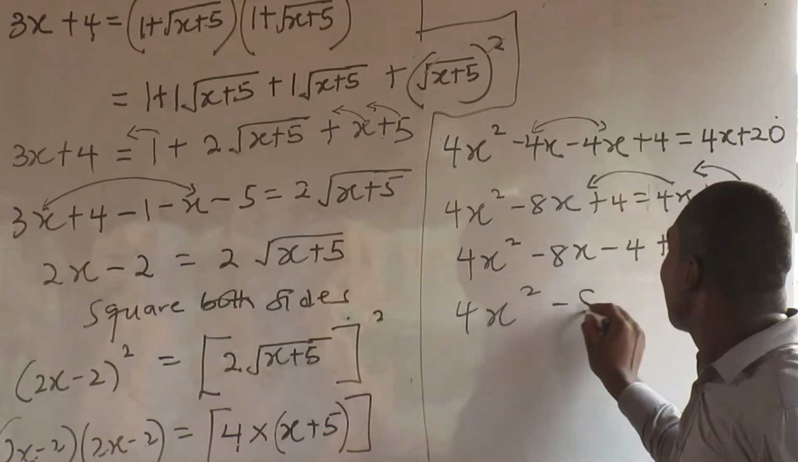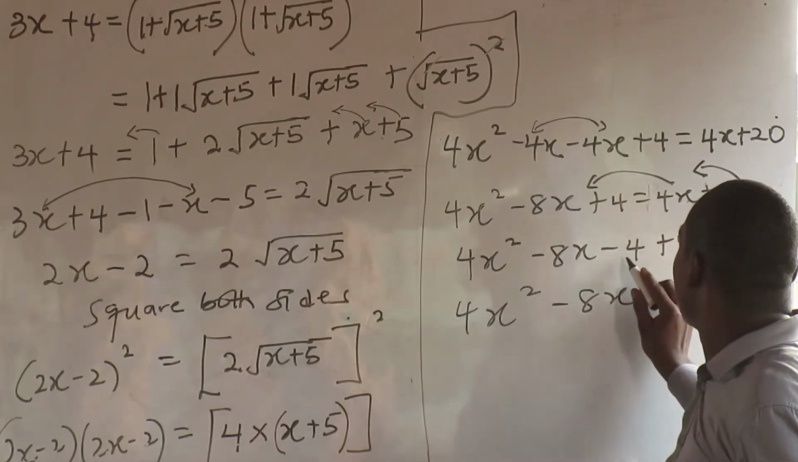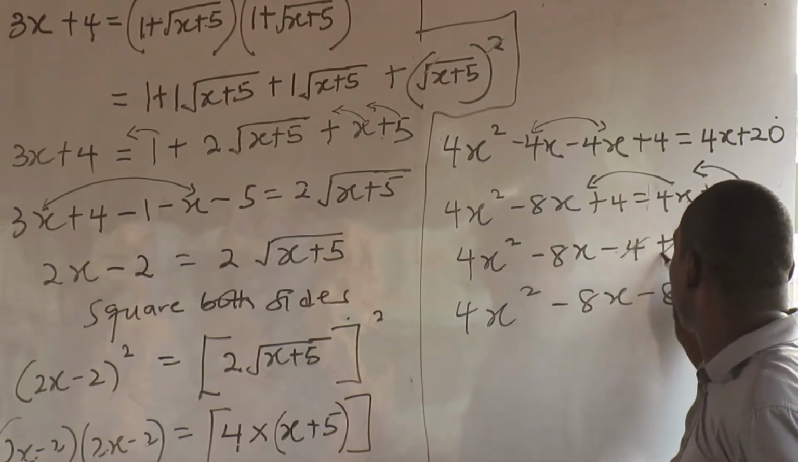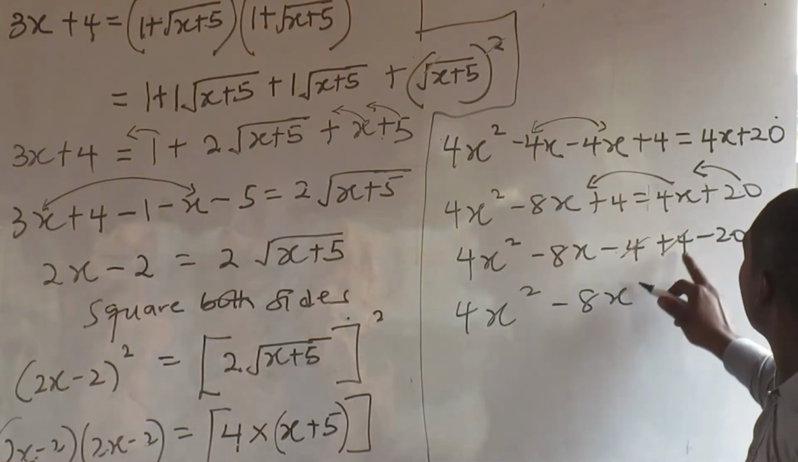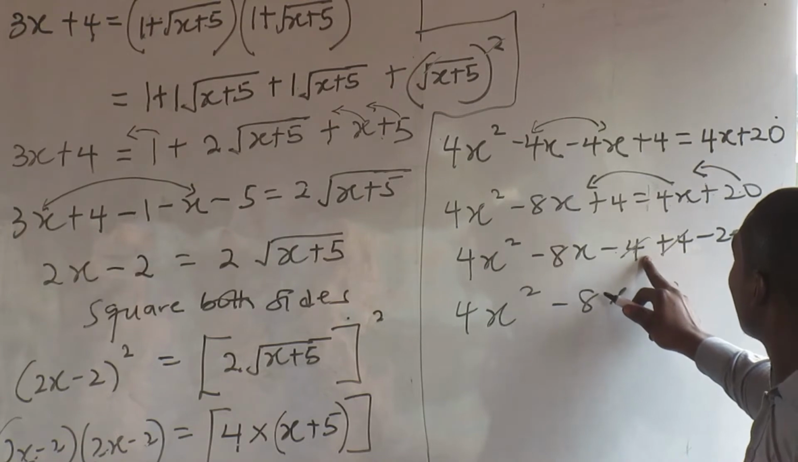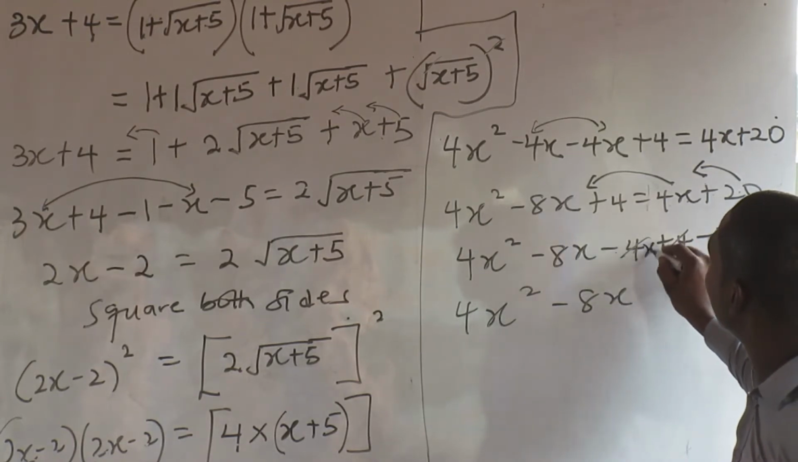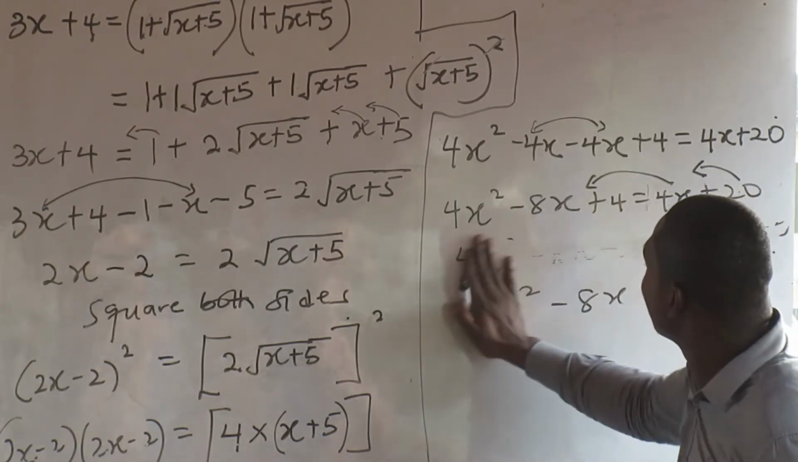4x squared minus 8x minus, okay, there's minus 4 plus 8. This will give me 0, right? No, it has to be minus 4. Where? Here. No, here. I've left something, right? Yes. Okay. Let me take this side again.